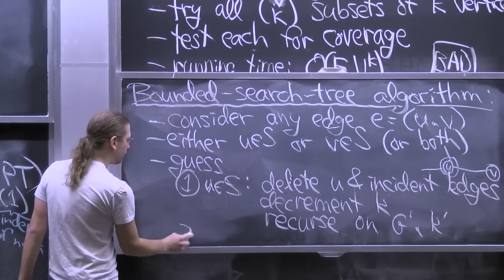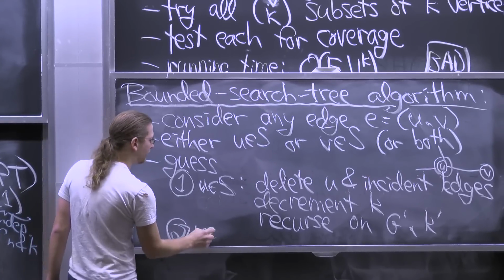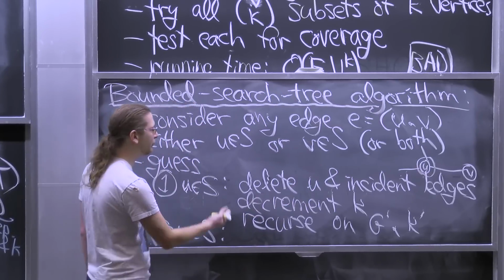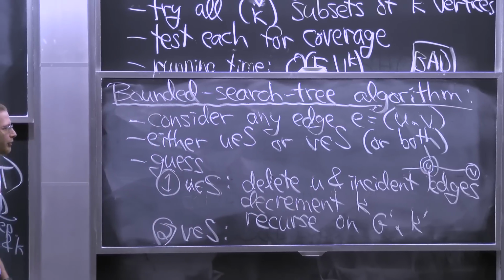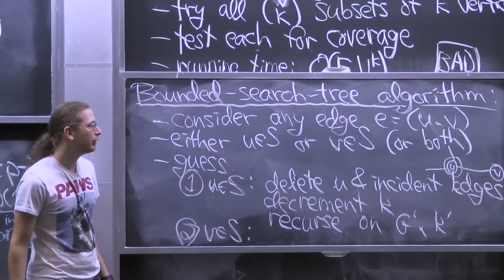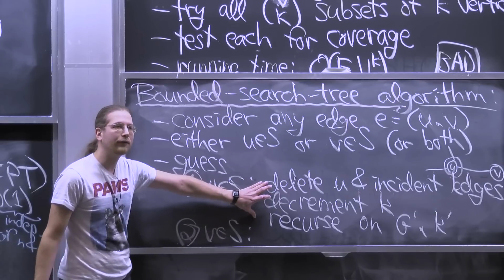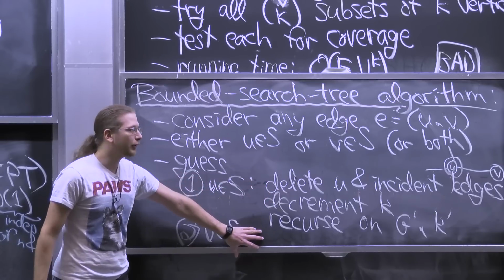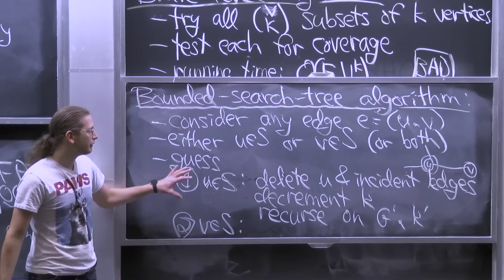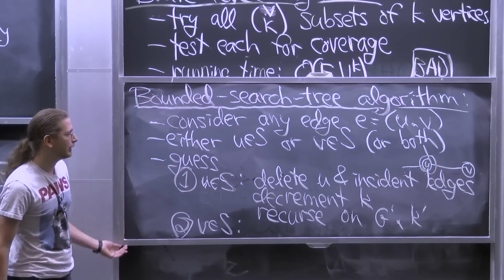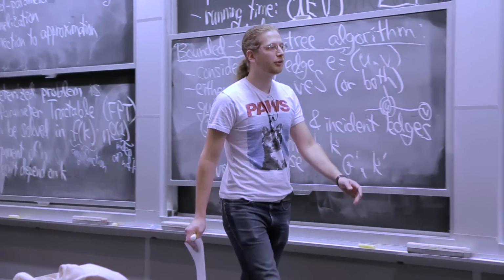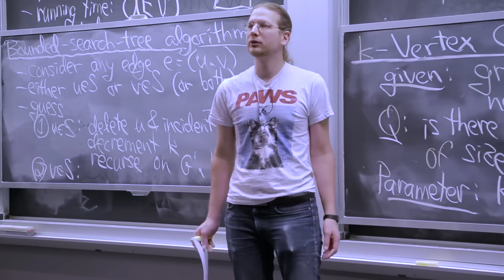And then the second case is to do the same thing for V. I won't write the code exactly the same, but I delete V and its incident edges. I still decrement K by 1, and I recurse. And then I just return the OR of these two answers. So if this one finds a solution, great, I found a solution to the overall problem. If this one finds a solution, great. Maybe both return yes. Doesn't matter. In general, I just take the inclusive OR of those two Boolean values. That gives me an overall yes-no answer to K vertex cover.